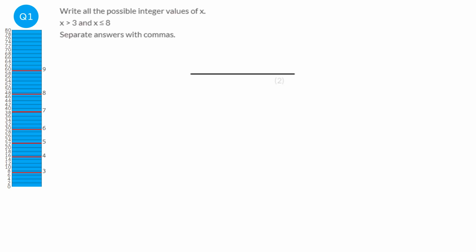Integer just means whole number, so we're looking for all the whole numbers that satisfy these two inequalities. The first inequality says that it has to be greater than 3. So the smallest number that is greater than 3 is 4. The second inequality says it has to be less than or equal to 8. So I'm just going to keep going till I get to a number that is less than or equal to 8. It can't be 9 because 9 is not less than or equal to 8.